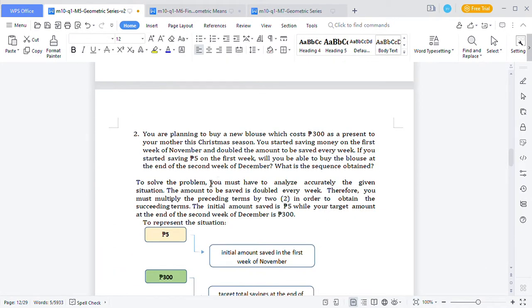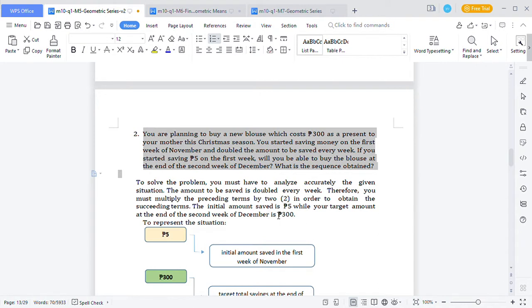Let's have here example number 2. So you are planning to buy a new hat or blouse which costs 300 pesos as a present to your mother this Christmas season. So you started saving money on the first week of November and double the amount to be saved every week. If you started saving 5 pesos in the first week, will you be able to buy the blouse at the end of the second week of December? What is the sequence obtained?